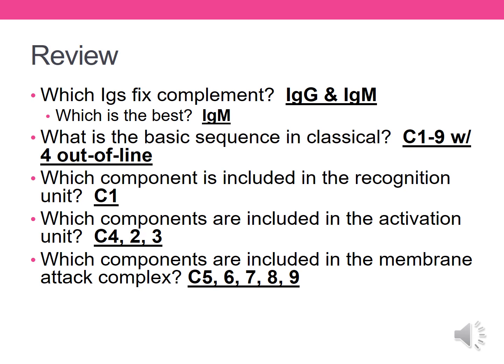And what is the basic sequence in the classical pathway? That would be C1 through 9 with 4 out of line. Which component is considered to be the recognition unit? That would be C1. Which components are in the activation unit? That would be C4, 2, and 3. And which components are in the membrane attack complex, or MAC? That would be C5, 6, 7, 8, and 9.